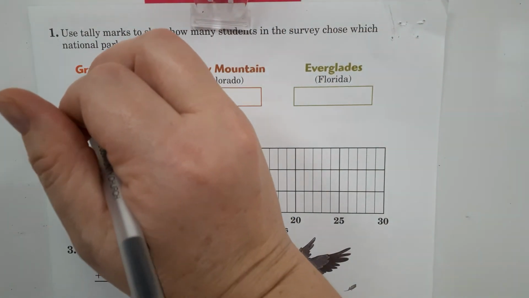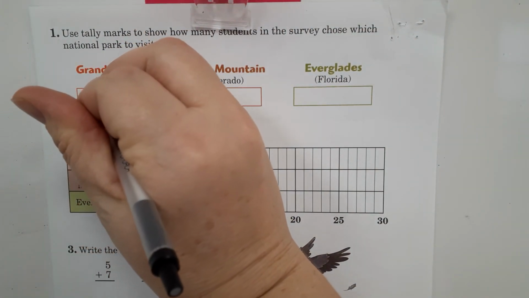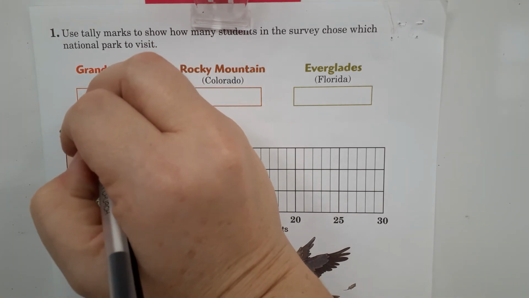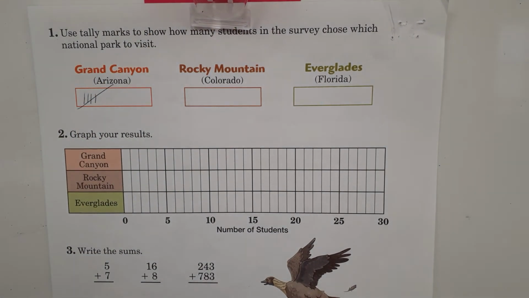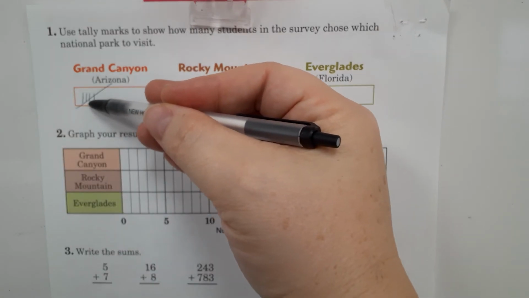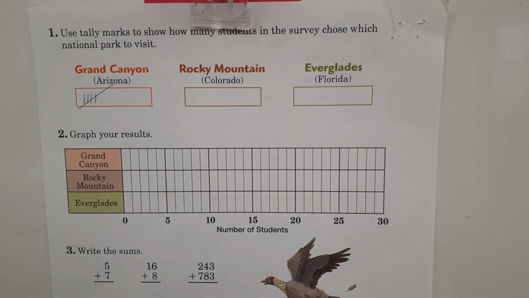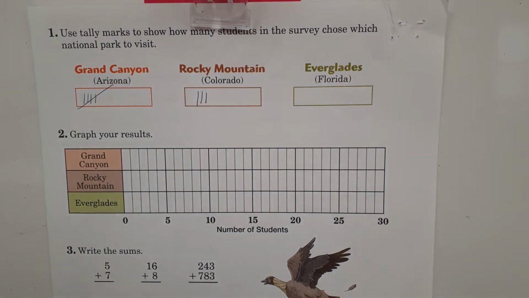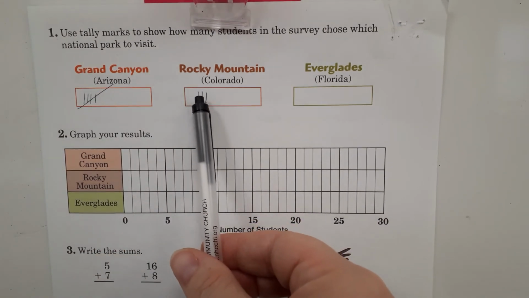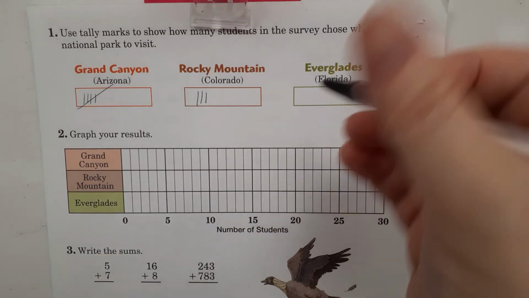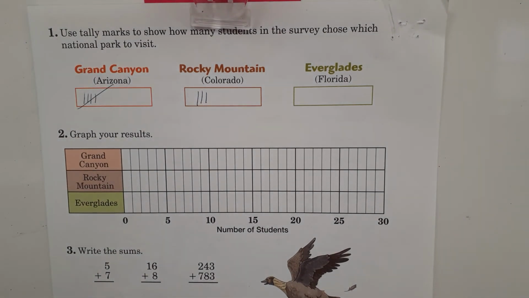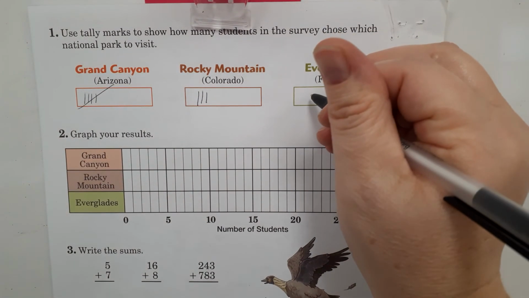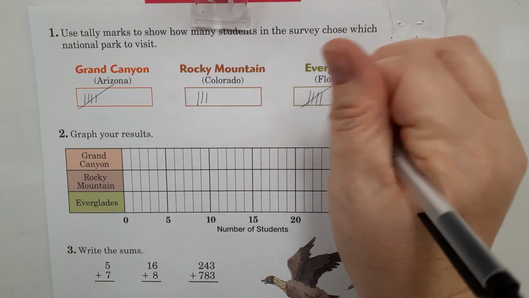So the Grand Canyon, let's say 5 people chose the Grand Canyon. So make 5 tally marks just like that. 1, 2, 3, 4, and then cross for 5. And then let's say Rocky Mountain, let's say 3 people chose the Rocky Mountain. So 1, 2, 3. And the Everglades, well, let's see. So far we have 5, 6, 7, 8, and we have 12 people in our class. So we need 4 people. Wait, we have 13 people in our class. So we need 5 people for the Everglades. 1, 2, 3, 4, 5.